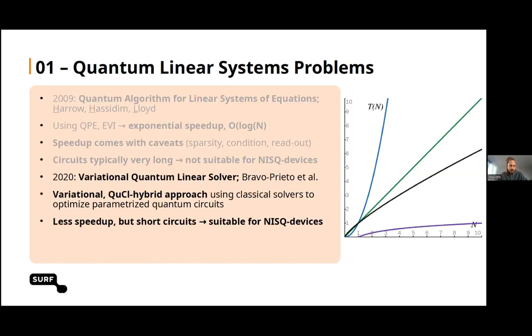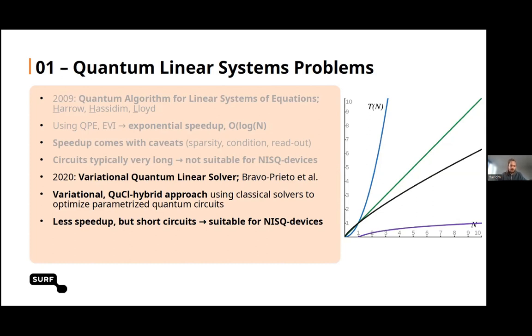Yes, and therefore, variational quantum linear solvers were proposed in 2020, which is a variational quantum-classical hybrid approach, where we use, again, like with the QAOA, some classical solvers to optimize a parameterized circuit. We have less speedup, so typically the scaling here is heuristic and depends a little bit on the problem, but we'll end up somewhere in between the linear scaling of the classical approaches and, hopefully, somewhat close to the logarithmic scaling of HHL.